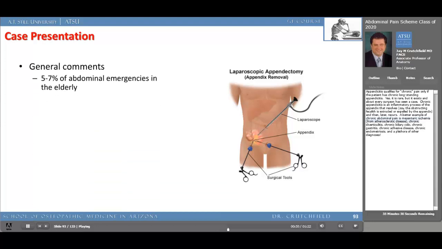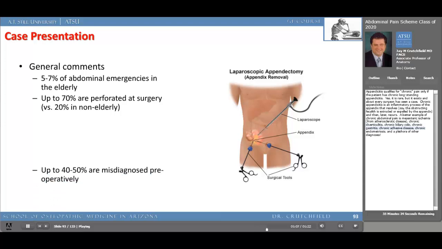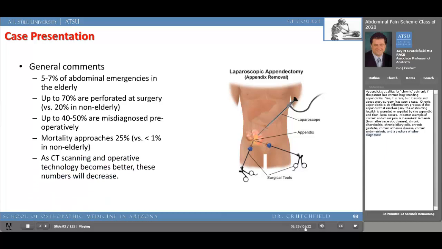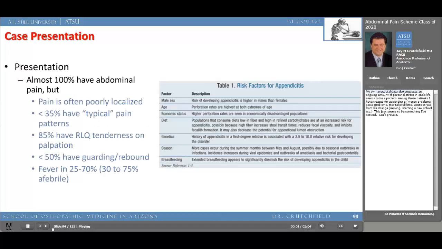The assumption here is that these patients do not present early because they lack health insurance or an ability to pay. Diet: populations that consume diets low in fiber and high in refined carbohydrates are at risk, but this is also defined as a risk factor for diverticular disease, and now we are beginning to doubt this. Genetics is interesting. A history of appendicitis in a first-degree relative is associated with a 3.5 to 10 times relative risk for developing the disorder.